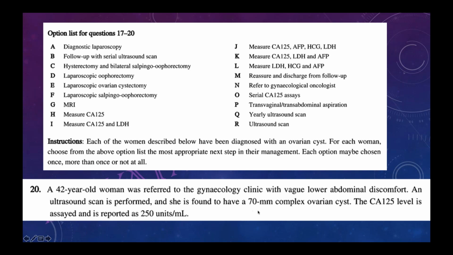Now 7 centimeter cyst, vague lower pain, and CA 125 250. What you will do?